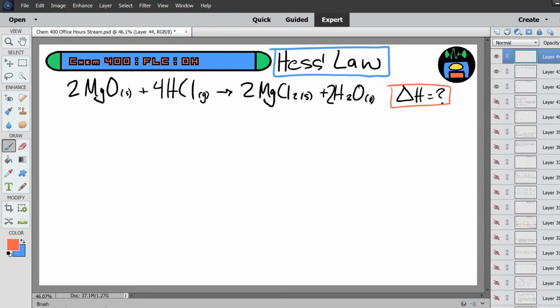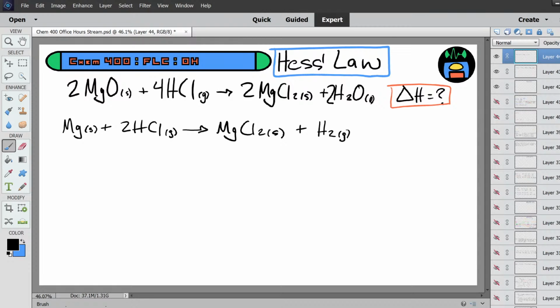And let's see, we are given a couple of reactions. First, we got solid magnesium and HCl reacting to make magnesium chloride and H2. This reaction has a delta H of, and I'm going to change this, 393.5 kilojoules per mole.